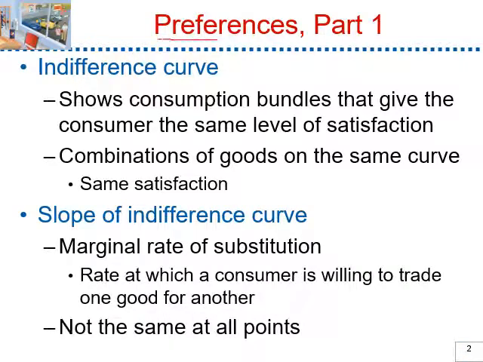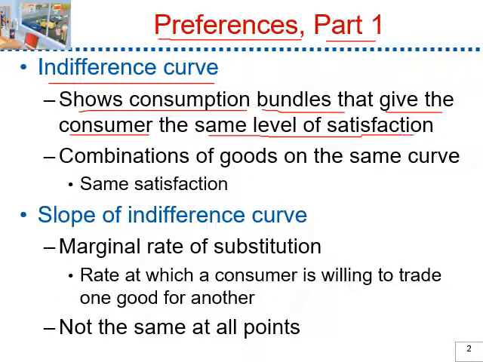Let's begin with preferences, part 1. The consumer's indifference curve represents our preferences. An indifference curve shows combinations of consumption bundles that give the consumer the same level of satisfaction. In other words, various bundles of goods that make the consumer equally happy. This means that points on a higher indifference curve are preferred to points on a lower indifference curve.